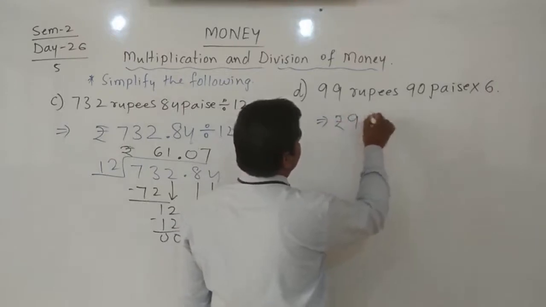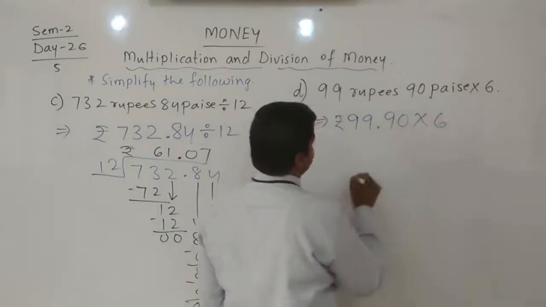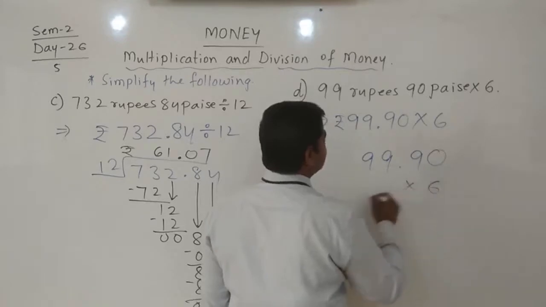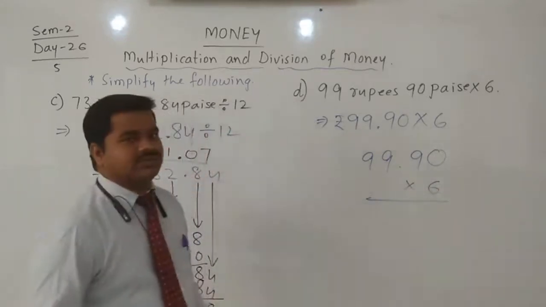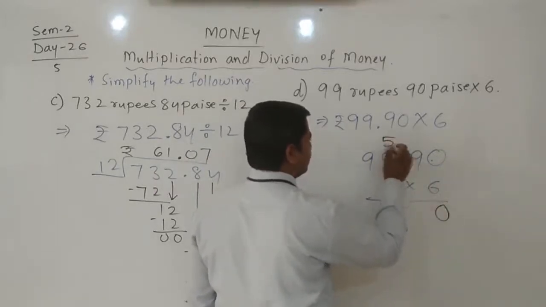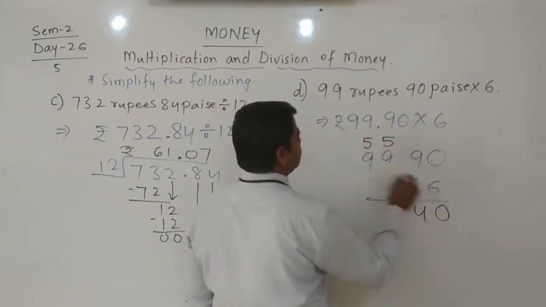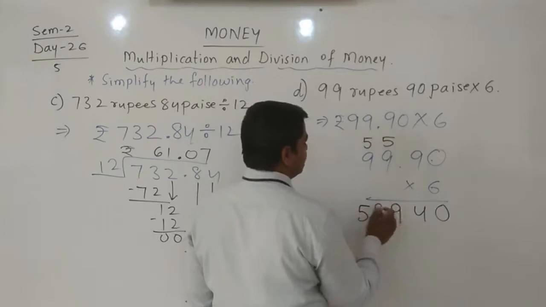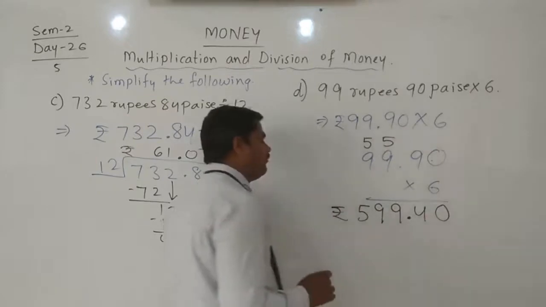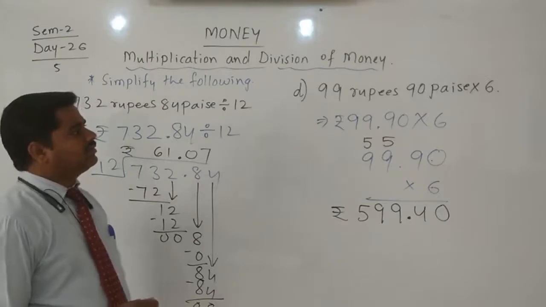Rupees 99.90 into 6. 0 sixes are 0, 9 sixes are 54, 5 carry 4... 9 sixes are 54 plus 5 is 59, 9 sixes are 54 plus 5 is 59. Only two decimals, then rupees 599.40 is the answer. Clear?